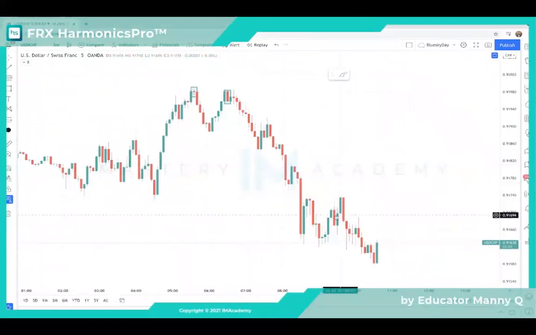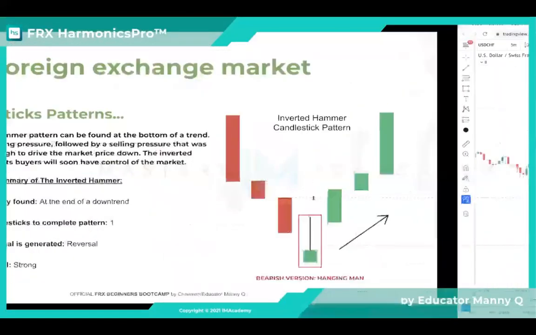Okay, now as we can see, look at the inverted hammer right over here. We can see right here, again, it's not a big move because it's only the 5-minute time frame, but look how price began to push up, giving us an, oh no, that's not an inverted, wait, give me 1 second.